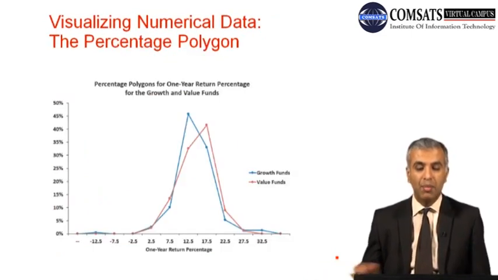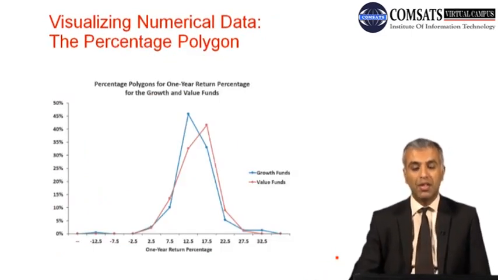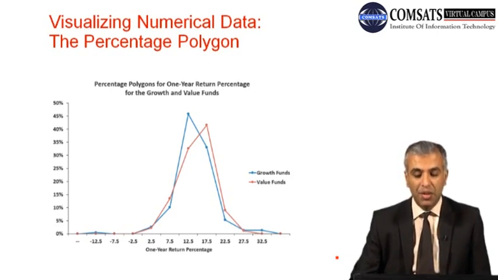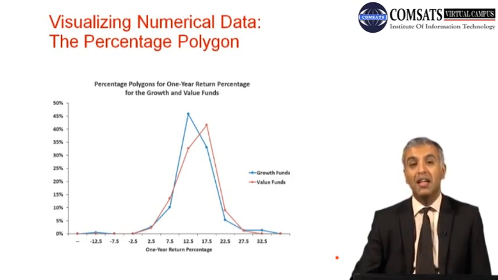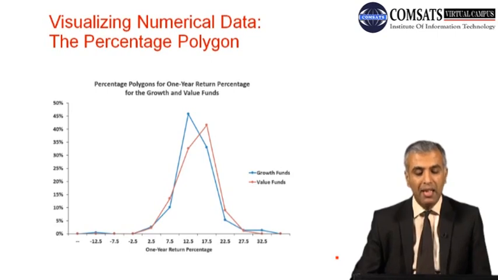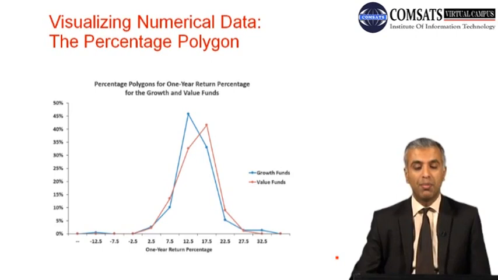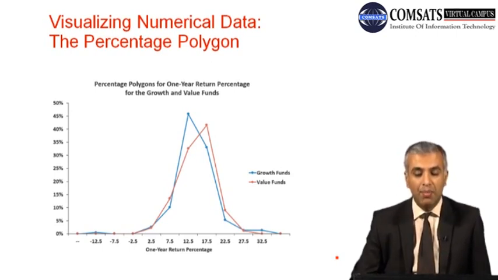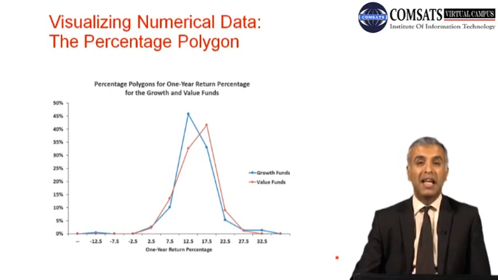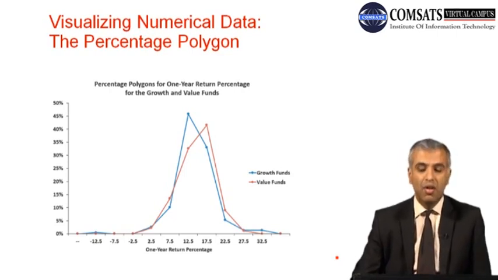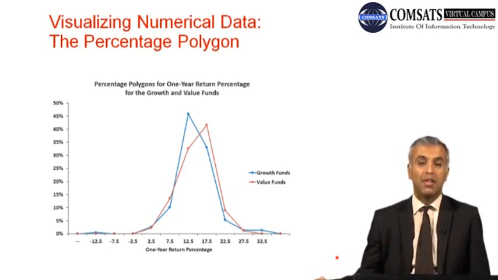This is another example of a percentage polygon. We have just converted the values into percentages. The variables under study here are growth funds and value funds. Again, the midpoint values have been plotted for both the groups, and the relative graphs have been plotted so that we can compare the data trends for both the values in this case.